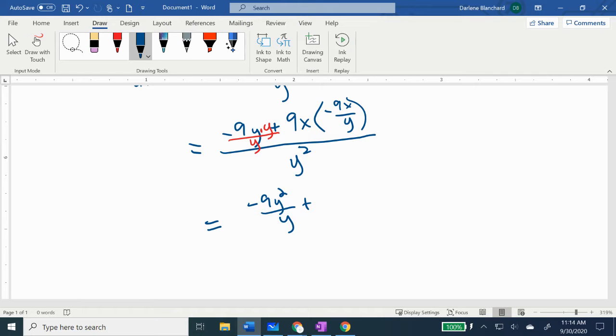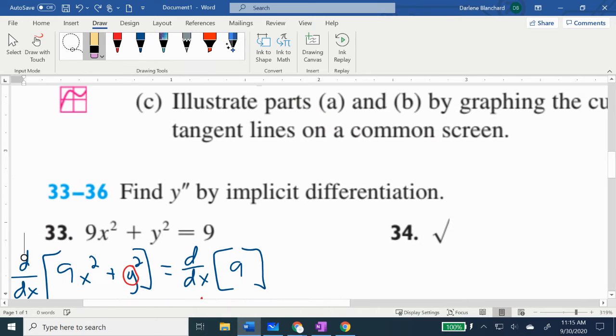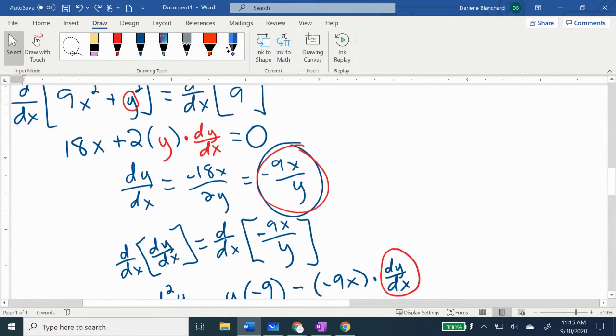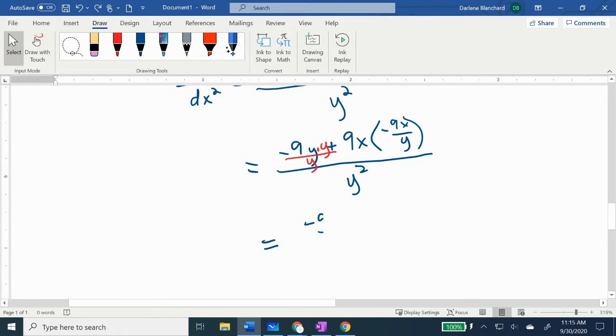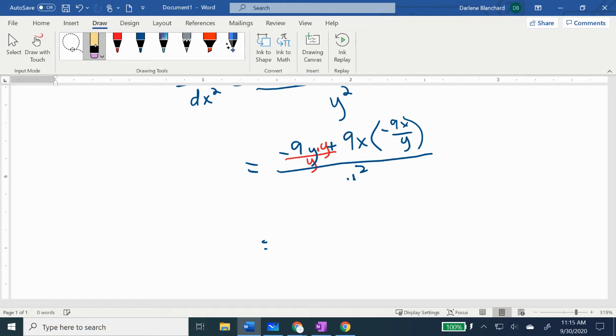Plus, wait, negative times a positive. Let's make that. Okay, great. Now it's just going to be like this, isn't it? All right, I will rewrite that. Oh, I've got my big eraser on. That's why I have a problem. All right.